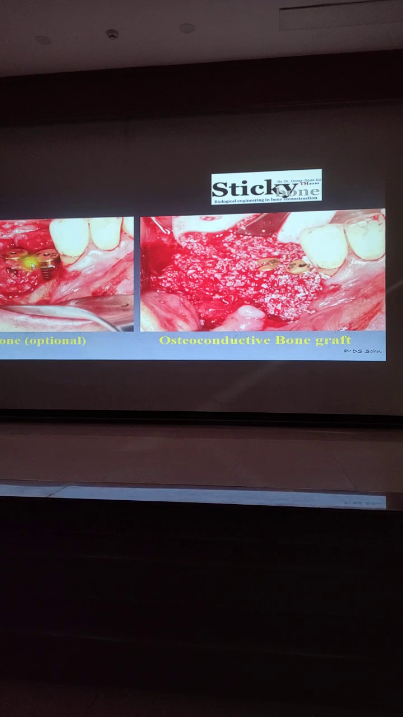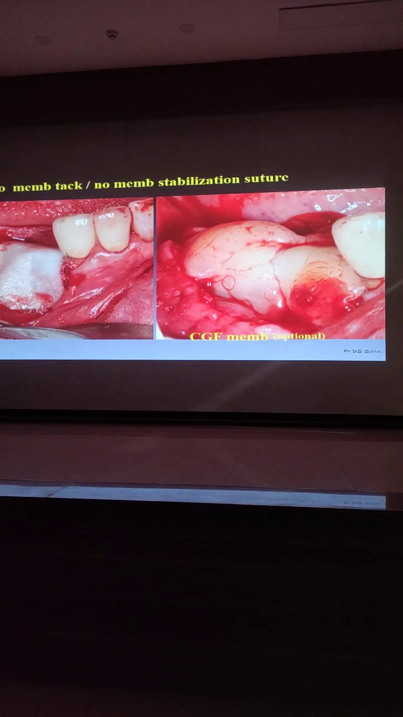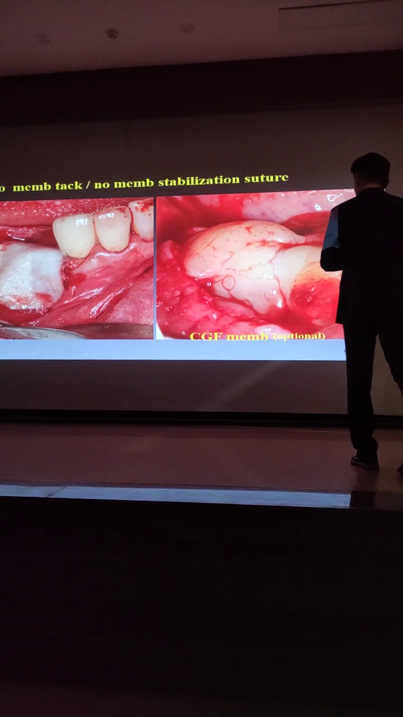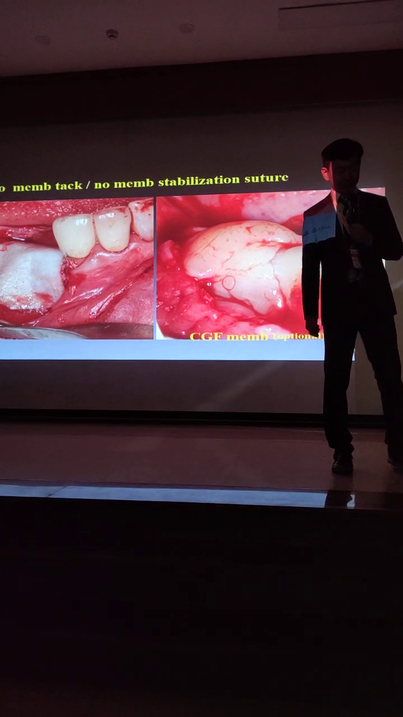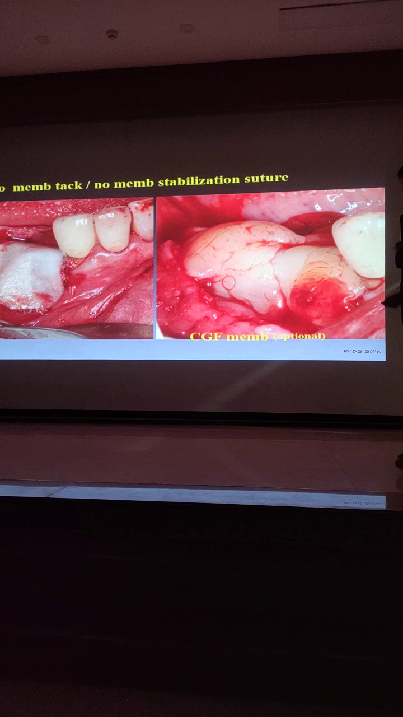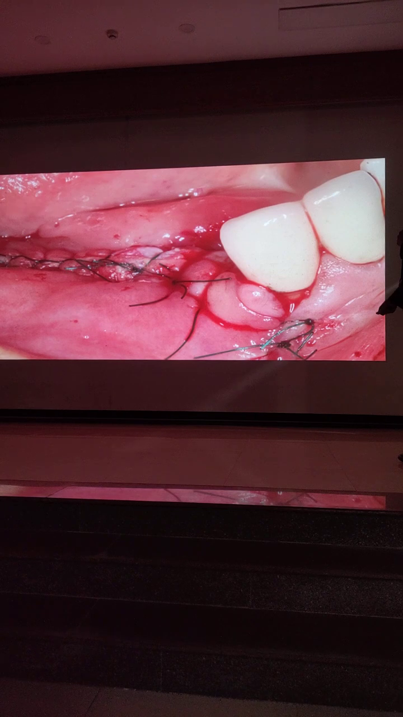A small amount of bone was disrupted, and the white bone was disrupted, and a collagen membrane was placed without membrane tacks. Membrane sterilization suits in order to save surgical time. And CGF membrane was carved on the implant membrane in order to accelerate wound healing. So this healing cancer will stop.